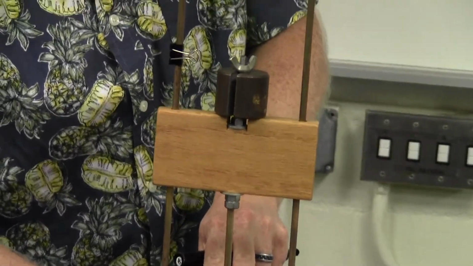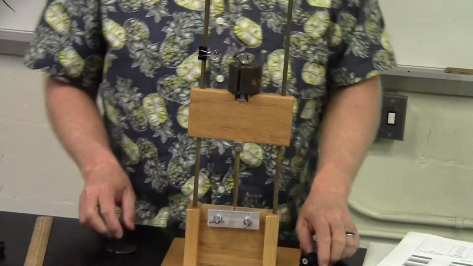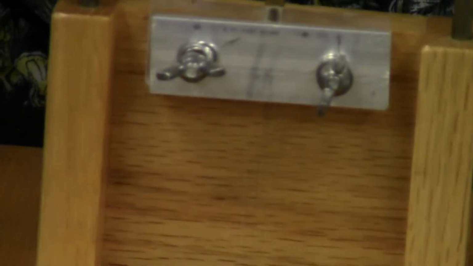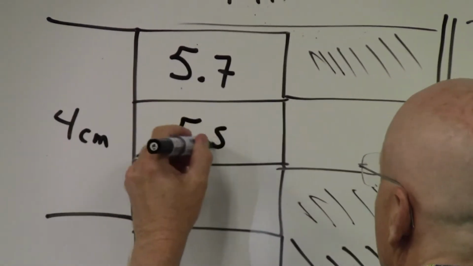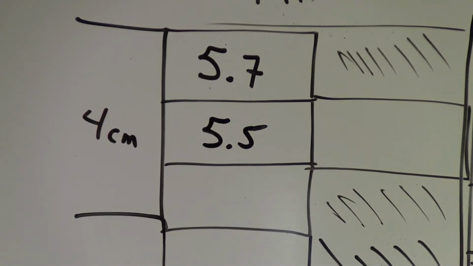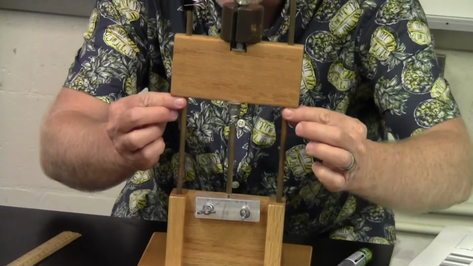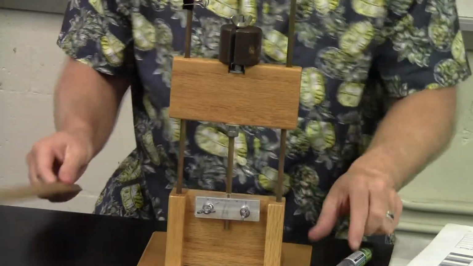And because things don't work all that great, we want to do it 3 times and kind of get an average. So let me do it a second time. All right, so I'll put it here and let it go. Now, how far did the hammer fall this time? 5.5. And so I'll put 5.5. And if I reset it for a third and final time, so lift it up, let it go, 5.5.